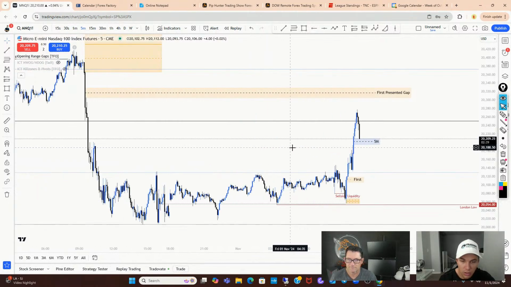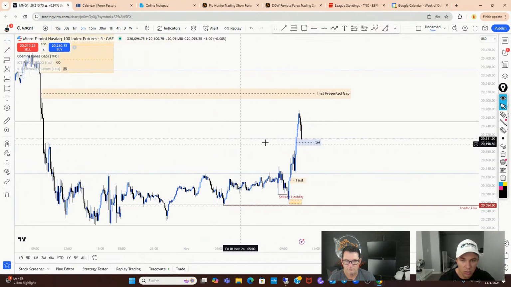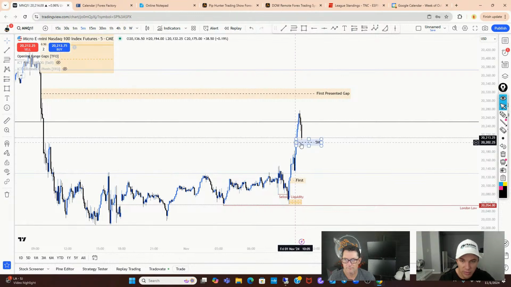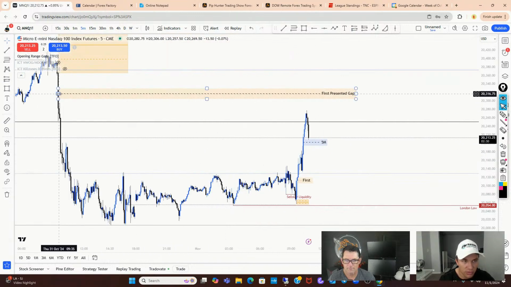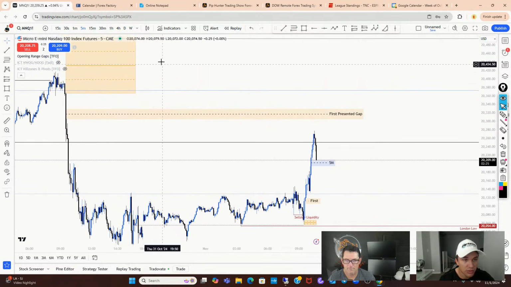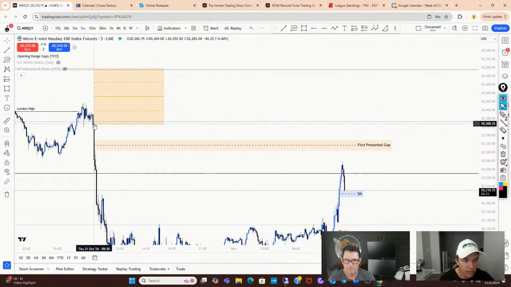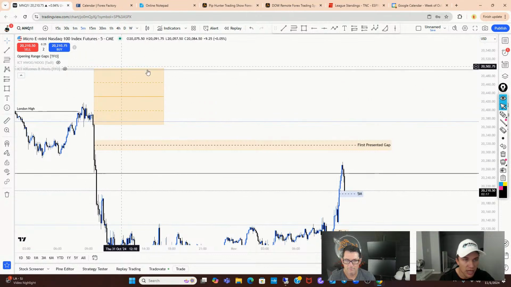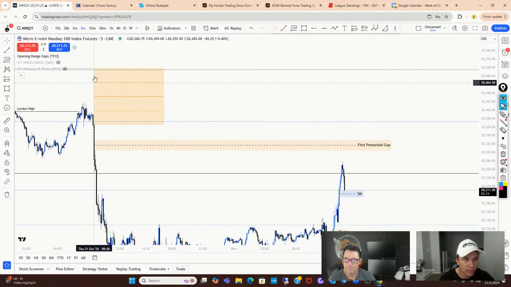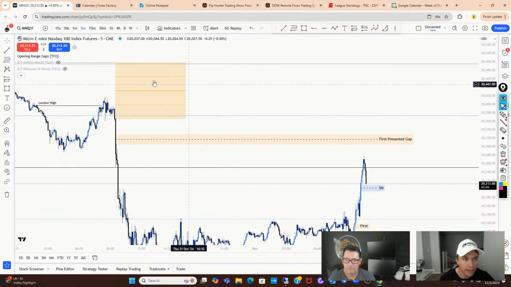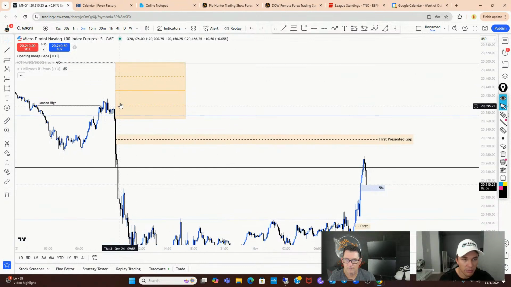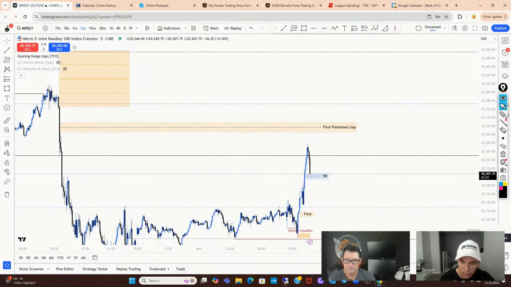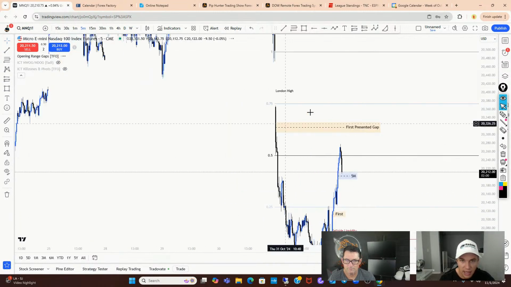Yeah, so right now I'm just waiting for a rebalance to this 5 minute inefficiency here. I'm expecting price to run to yesterday's first presented gap. This was unfilled, and our opening range was unfilled. So you can see from the 9:30 open, we created this opening range gap from the previous day at 4:14. If you don't know how to find that, you can always switch it to regular trading hours, and that's the gap price creates.